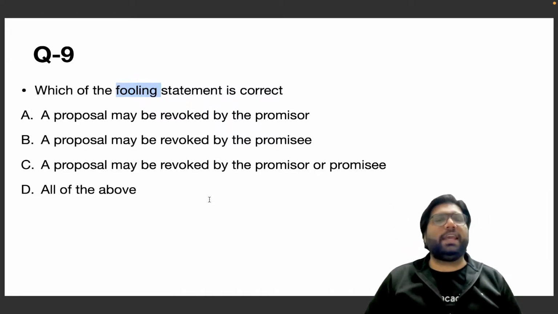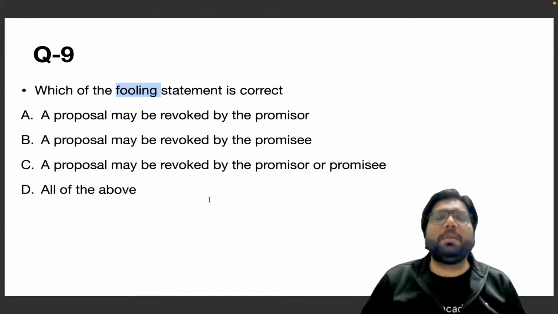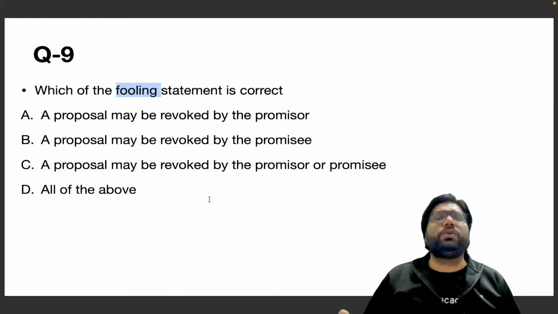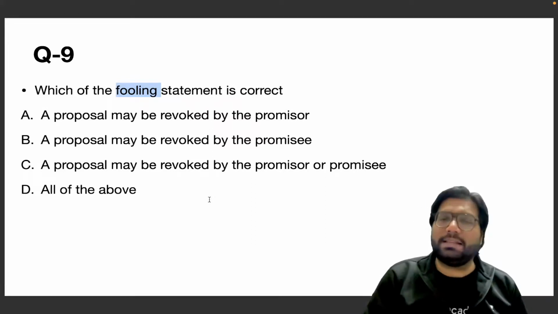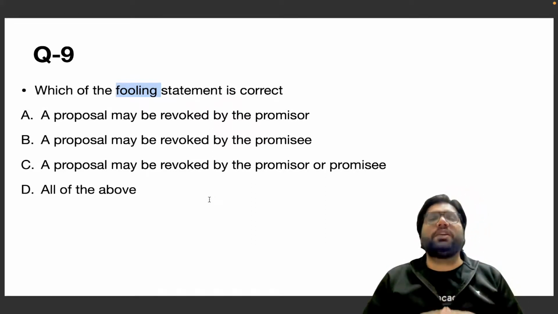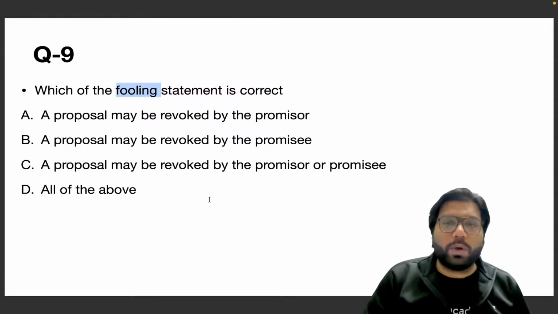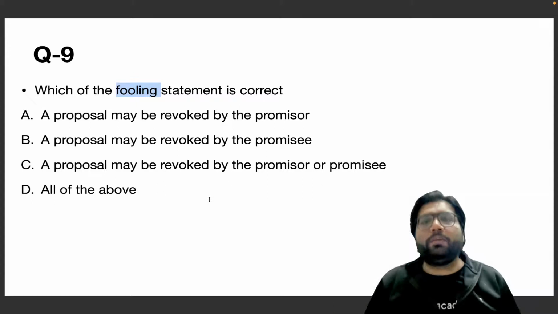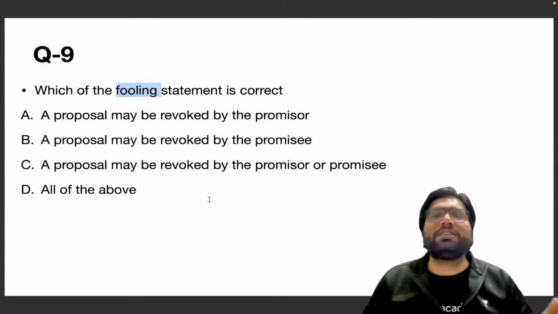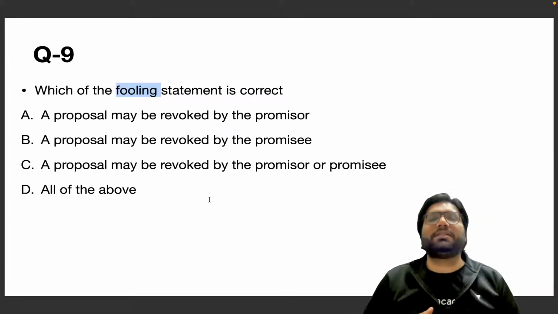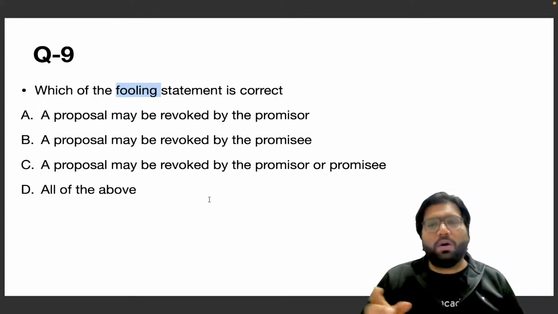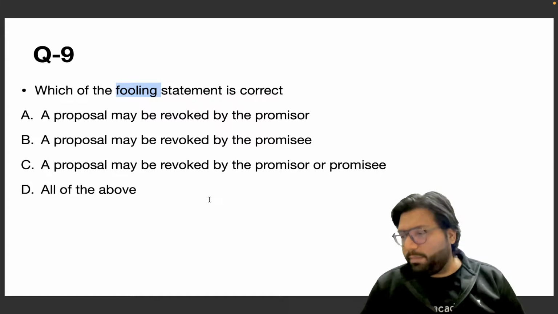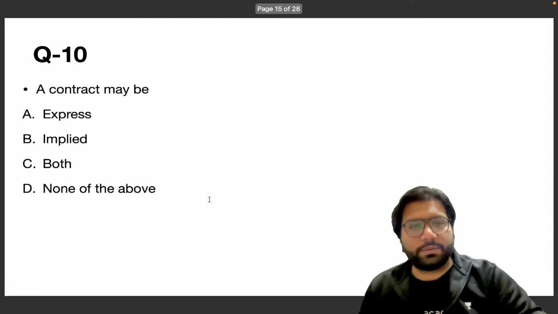And yes, students, A is the correct answer. A proposal may be revoked by only the promisor. Now, who is a promisor? Who is a promisee? Section 2C answers that question. Promisor is the one who is making the proposal. So a proposal may be revoked by only that person who has made the proposal. So that is why answer A is correct. Promisee cannot revoke the proposal. Ritu, Amit, correct answer. Moving to the next.